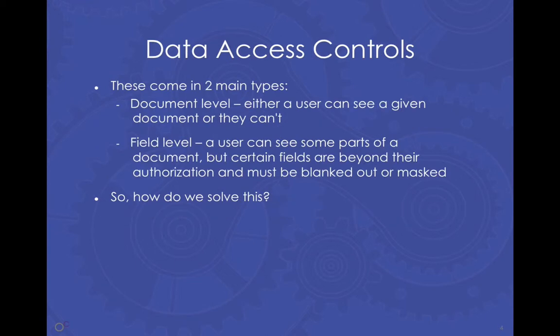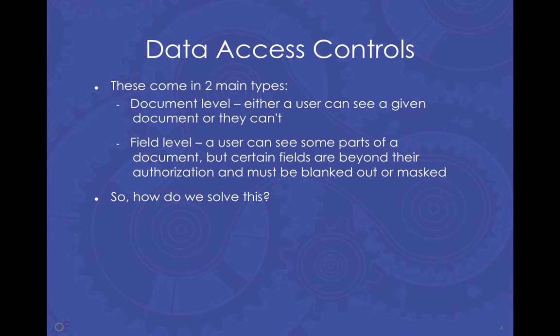And what do we mean by data access control? Well, there's two main types. The first type is document level control, where a user can either see a document or they can't. The second type is field level control, where they may be able to see the document, but certain fields within it must be masked out or left blank.